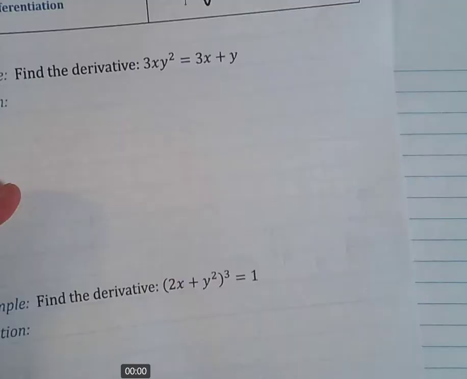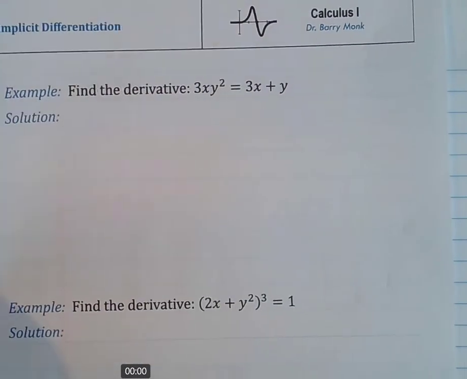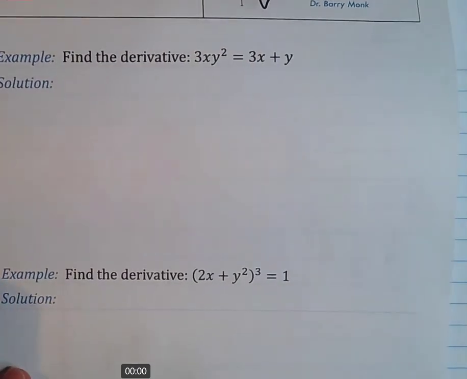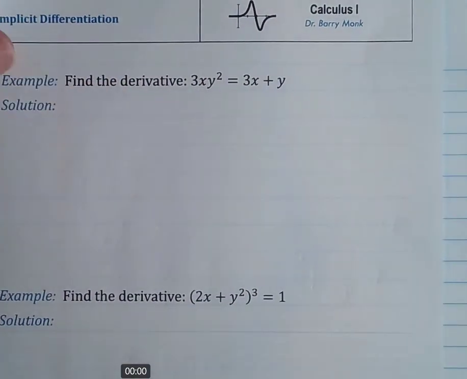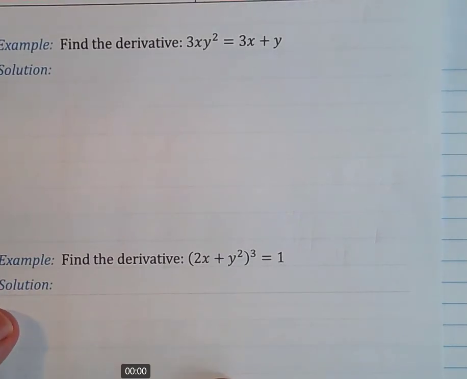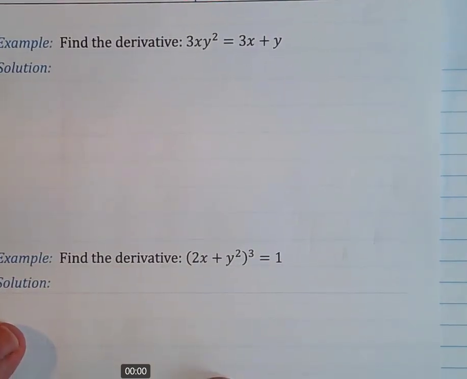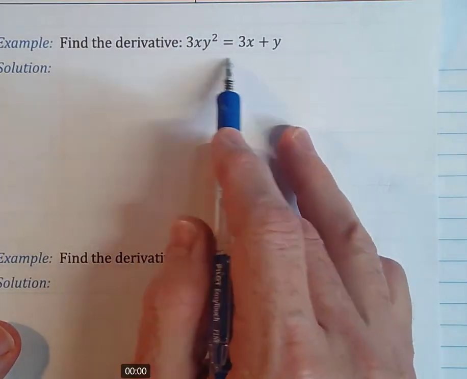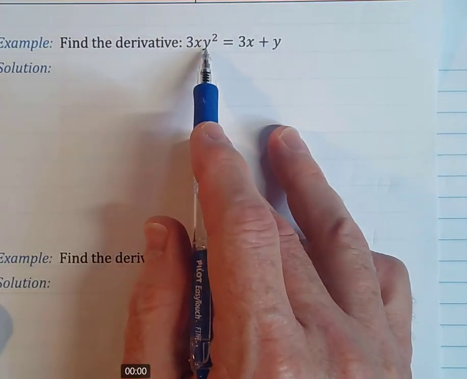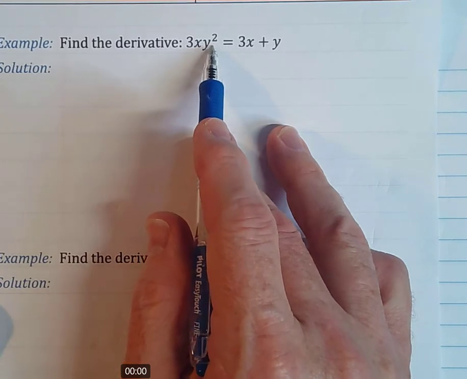Okay, so these things can get a little more complicated. Let's look at this one right here. I want to find the derivative of 3x y squared equals 3x plus y. Now, let's see. 3x times y squared.